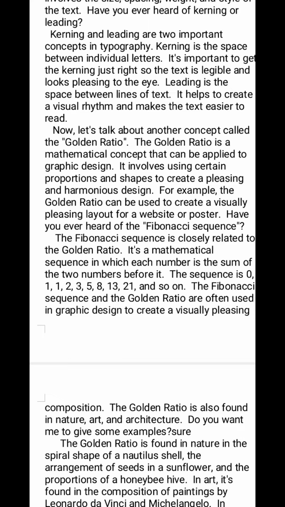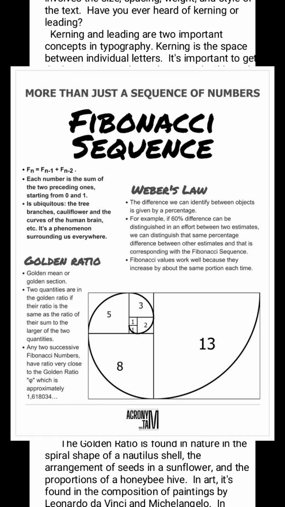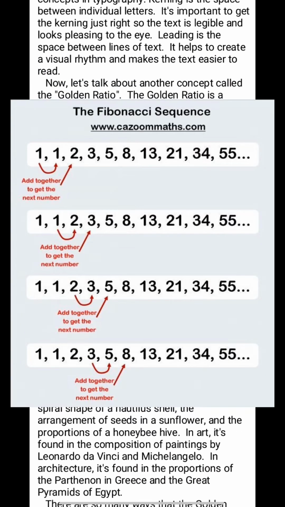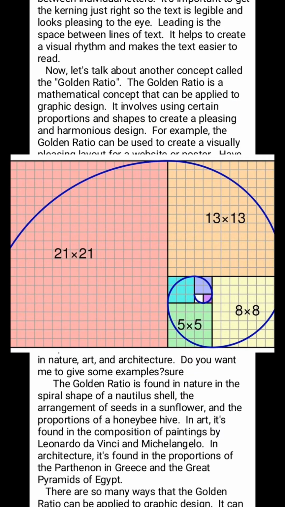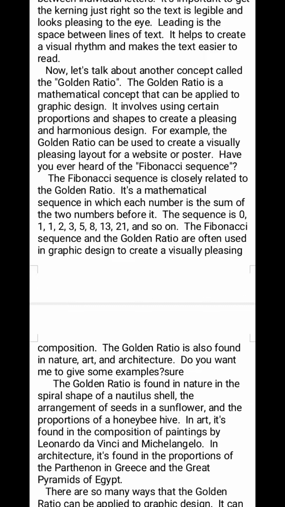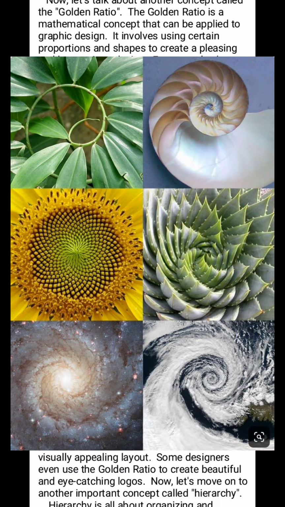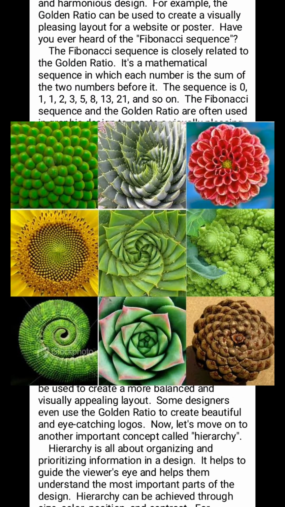Have you ever heard of the Fibonacci sequence? The Fibonacci sequence is closely related to the golden ratio. It's a mathematical sequence in which each number is the sum of the two before it. The sequence is 0, 1, 1, 2, 3, 5, 8, 13, 21, and so on. The Fibonacci sequence and the golden ratio are often used in graphic design to create a visually pleasing composition.